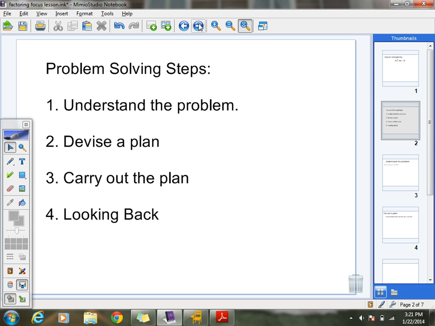My first step in my problem solving is understanding the problem. Then I need to devise a plan. I need to carry out the plan, and I need to look back at what my solution might be.